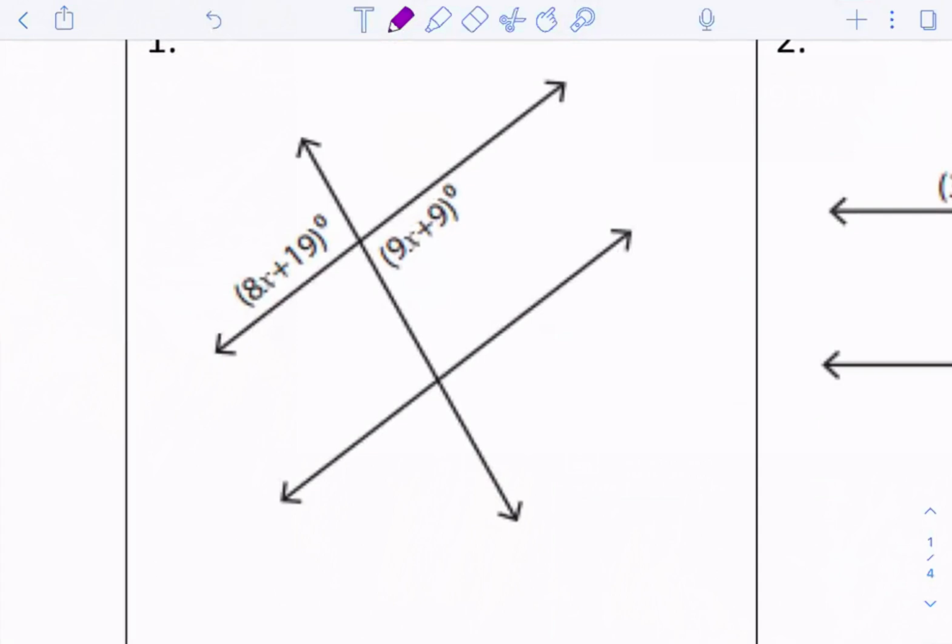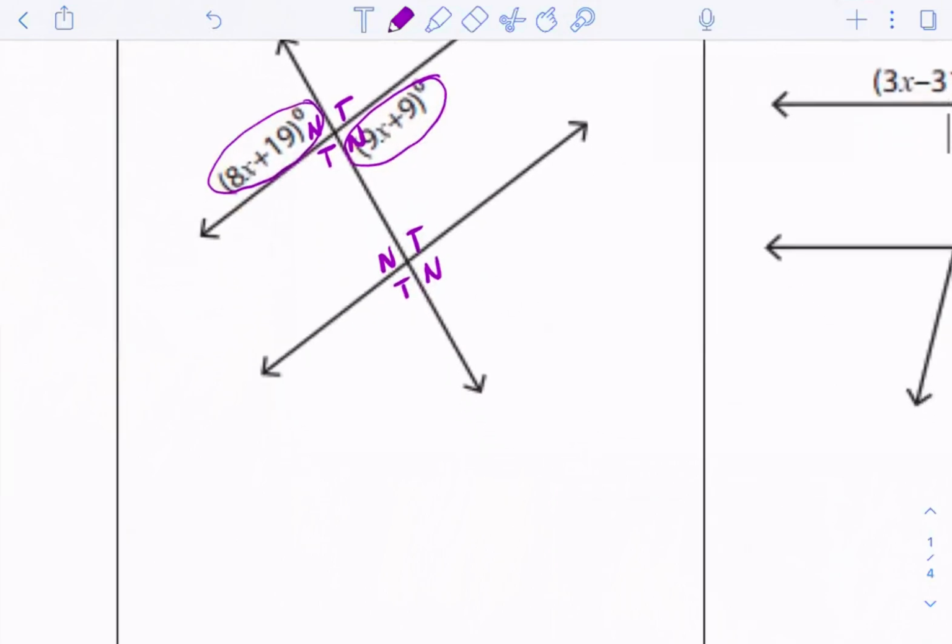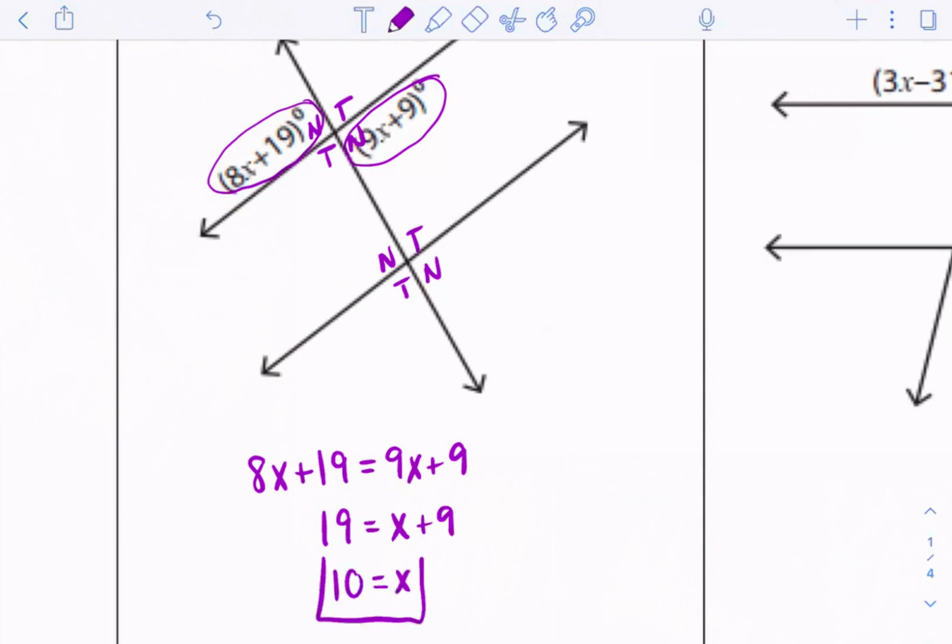Now I told you my trick is I like to alternate my initials. So N, T, T, N, N, T, T, N, and make sure that this and this match, as if I take this and I slid it down, it would match. Now notice, this is an N and this is an N, so they are equal to each other. Now you could have also figured that out because they're actually vertical angles. So I'm going to set these two equal to each other and solve for x here. So if I subtract over 8x, I get x plus 9. And then if I subtract over the 9, I get x equals 10.